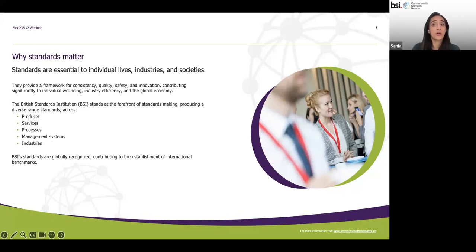So standards are at the forefront of decision-making in products and services, in processes, in management systems, and industries. And standards such as the BSIs are often globally recognized international benchmarks, which can therefore provide a guide for people working across the globe, which the Flex is one such document.